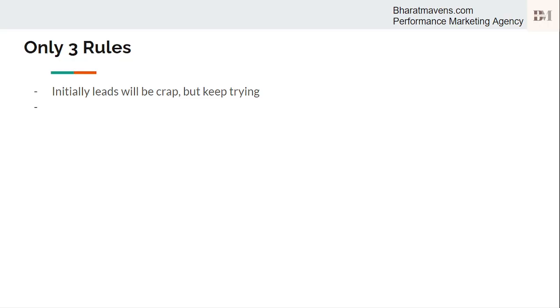Next, what are the insights? Initially leads will be crap, but keep trying. This happens with every brand, no matter how big the size is, what the scale is, what the data is. Initially leads are crap, but keep trying.